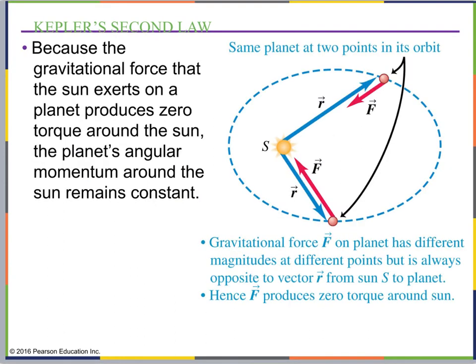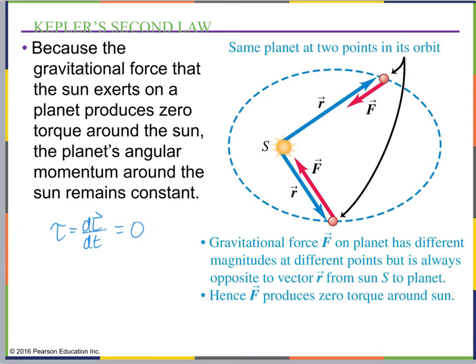It turns out that this second law is a consequence of the fact that there's no external torque on the planet, because remember when we learned in the last chapter that the torque gives a change in angular momentum?